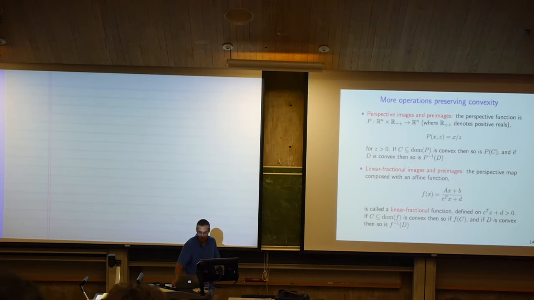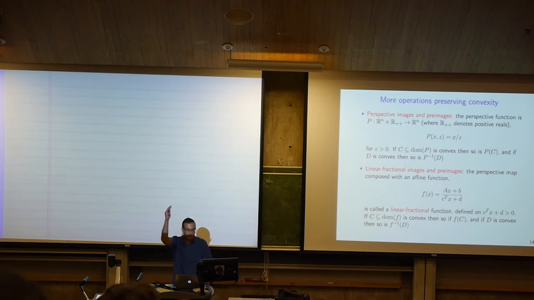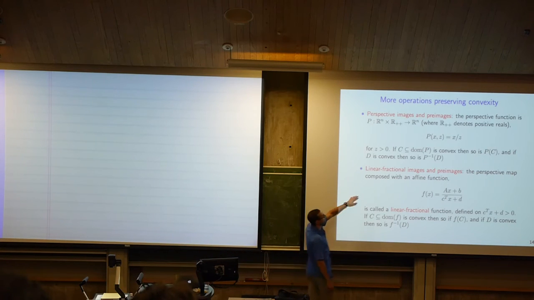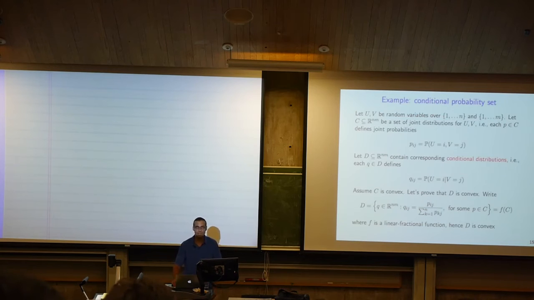And more operations that preserve convexity for sets. We almost never use this stuff. I hate to be so bleak, but I personally don't use this very much, but it's just worth saying. Perspective images and preimages are both convexity preserving operations. So are something called linear fractional images and preimages. I'm not going to cover them in great detail now because we don't have that much time. And plus, like I said, I don't think we actually use them all that much. But these are a bunch more things you can do to convex sets to retain convexity. And there's an example here in the slides of how you might use them to prove convexity for a particular set.